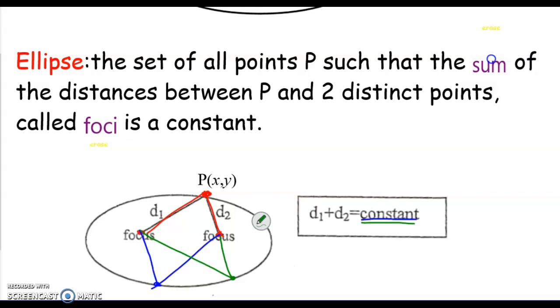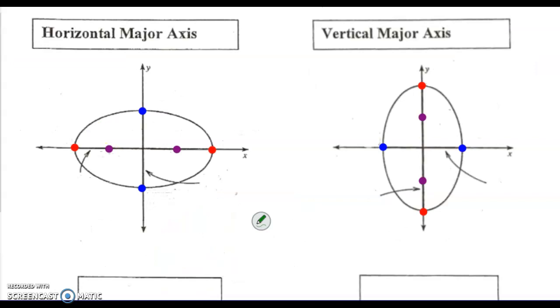All right, so this is like the definition video, and then we'll do some practice problems in another one. So here, we might have either a horizontal major axis, which means it's longer in the x direction, or a vertical major axis, which means it's longer in the y direction.